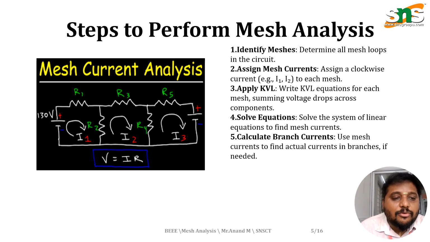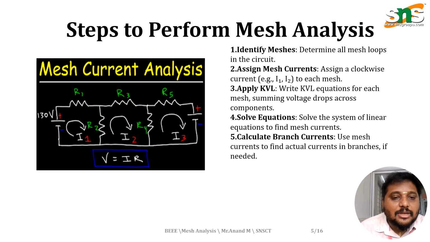Every current flows through the circuit or loop clockwise. Here I1 flows in loop 1, I2 flows in loop 2, and I3 flows in loop 3. So we have 5 resistances. Just name the resistances R1, R2, R3, R4, R5 from left to right, and then name the resistance values.